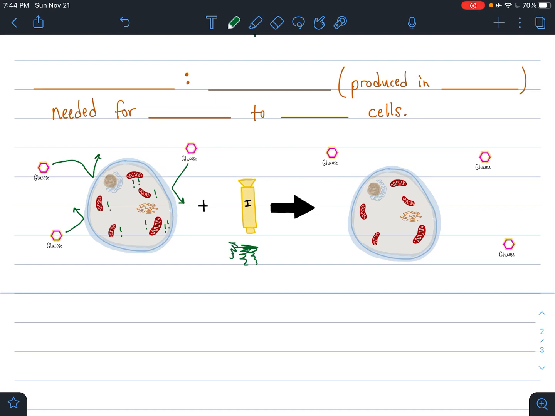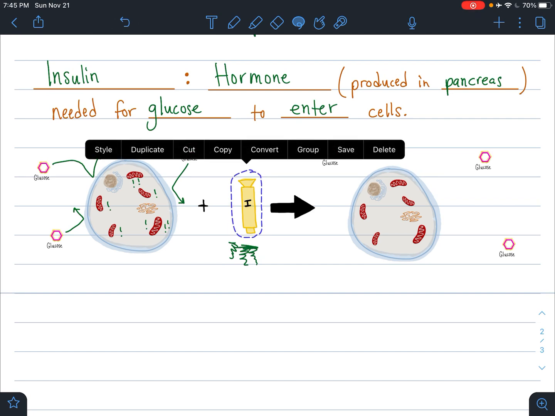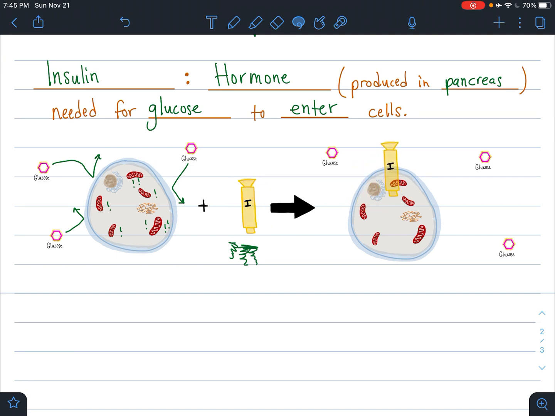This here is insulin. You see, insulin is actually a hormone which is produced in the pancreas, and this hormone is what's needed for glucose, or monosaccharides, to be able to enter our cells. And once it enters the cells, then those mitochondria can go through and make ATP. So let's add some of these yellow portals here, which I'm calling insulin. So let's add some of these insulin portals into our cell.